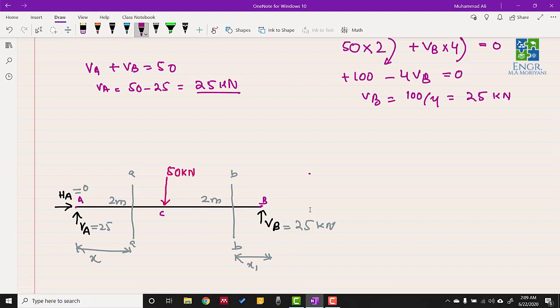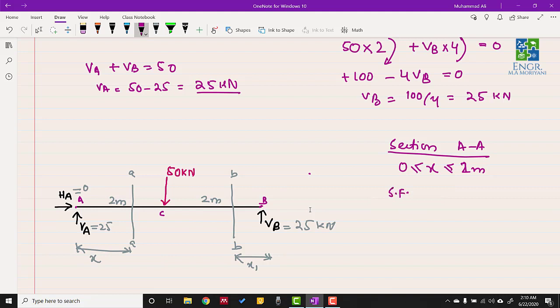Now we can find the equations which will represent the shear force and bending moment diagram for this case. For the section AA, whatever equation we generate will be valid for values of X greater than or equal to 0 and less than or equal to 2 meter. All the equations which we will now generate will be valid only for the region of A and C. So now let's generate the equation for the shear force diagram and bending moment diagram for this case.